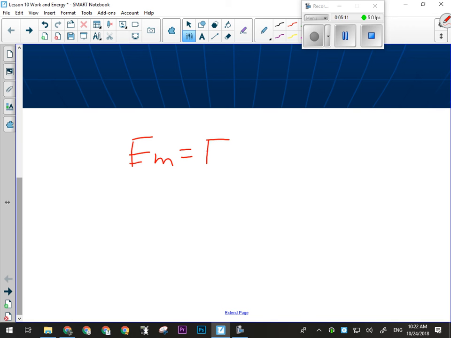Exactly. And mechanical energy is the sum of an object's potential and kinetic energy. Now in Science 10, we only learned about one type of potential energy, and that was gravitational potential energy. And for the purpose of this unit, that's really about all we'll use as well.